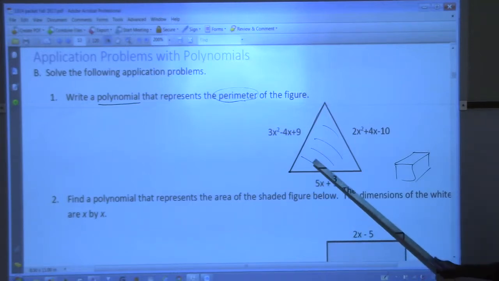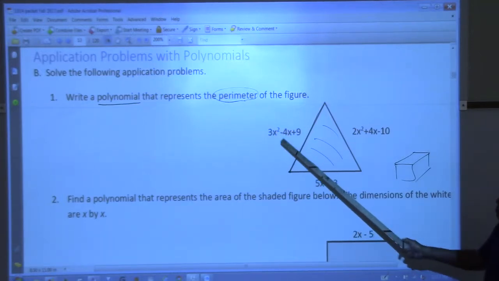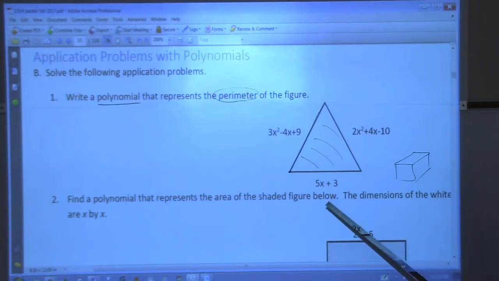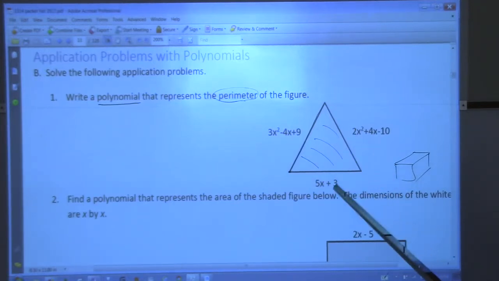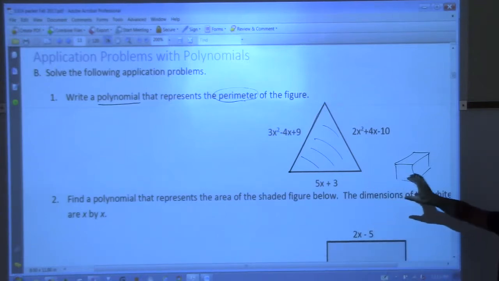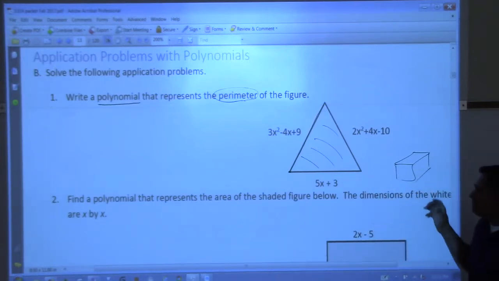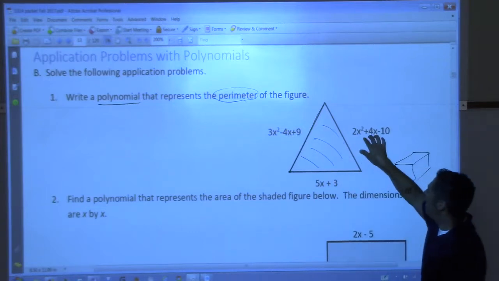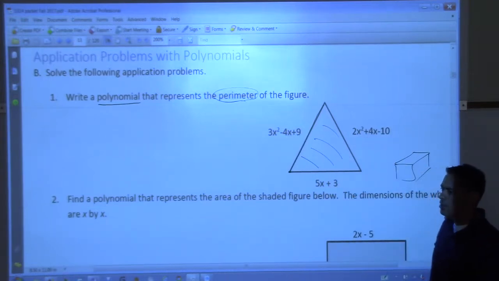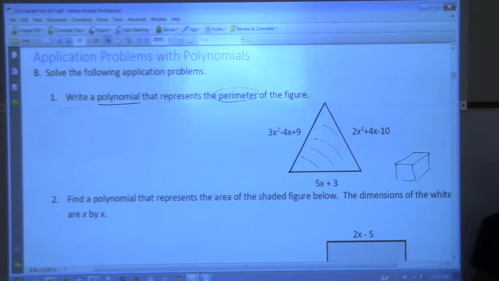So when they want to know what is a polynomial that represents the perimeter of this, all it's asking you to do is take this, add this, and add this, and just write them all out, added together, and your answer will be a polynomial. All right? So I don't think I'm going to do that. I think you could just write that down, then put plus that, and then plus that. You don't need parentheses at all because you're adding them together.